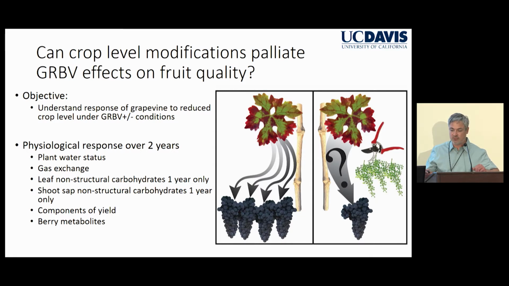So to look at this, we set up a 2-year experiment where we looked at some plant physiological parameters of plant water status measured by stem water potential, leaf gas exchange to understand the photosynthesis, and then we looked at sugars in the leaves and the shoot sap for only the second year of the study, that was 2021. And then components of yield, berry primary and secondary metabolites.